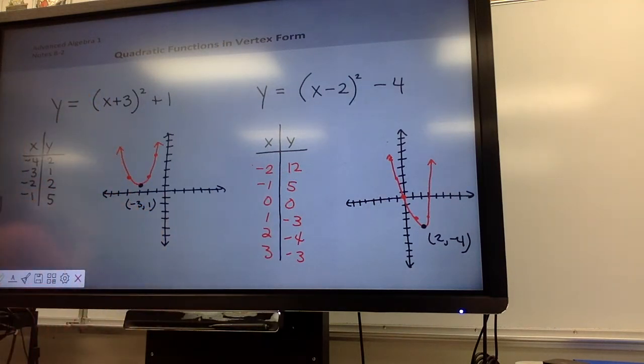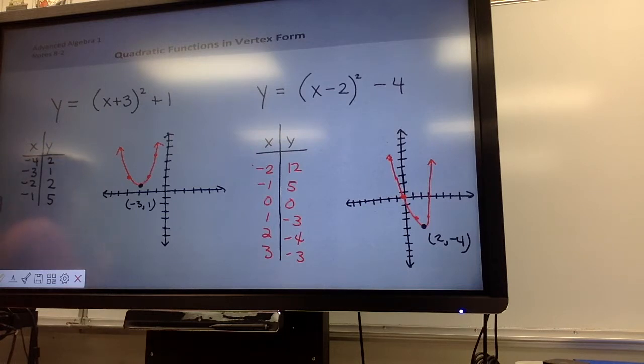I just want you to turn around to somebody next to you and tell them how you get the vertex from the equation. You look at the number inside, and then the outside, and you do the opposite of whatever number is inside the parentheses, and you keep the outside the same.